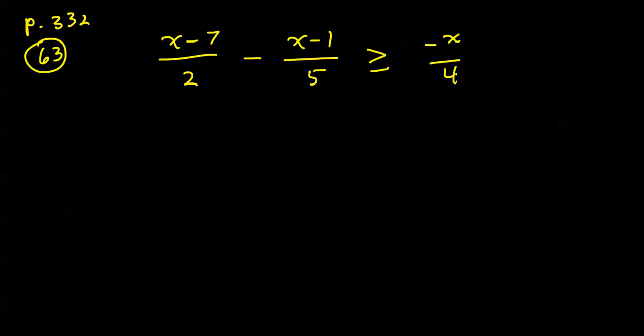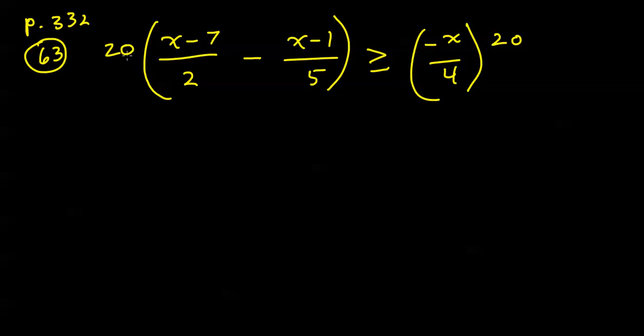Alright, lots of fractions here, and again, I don't want to deal with the fractions. I can multiply by the least common multiple of all these denominators and get rid of these fractions. Well, what's the LCM of 2 and 5 and 4? I believe it's 20, is it not? So I'm going to multiply both sides by positive 20.